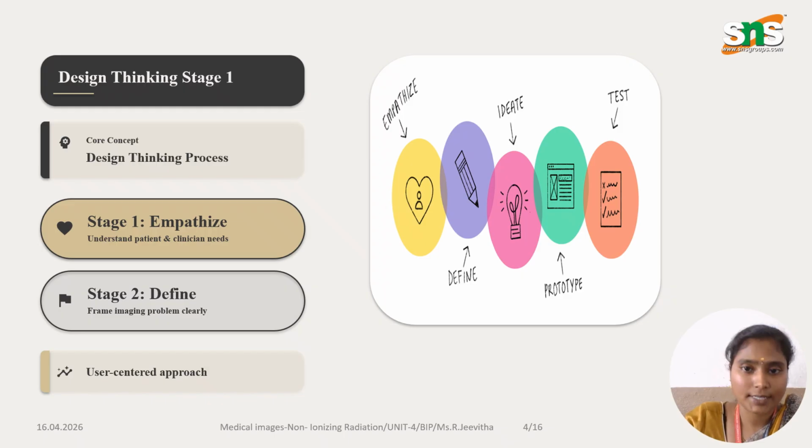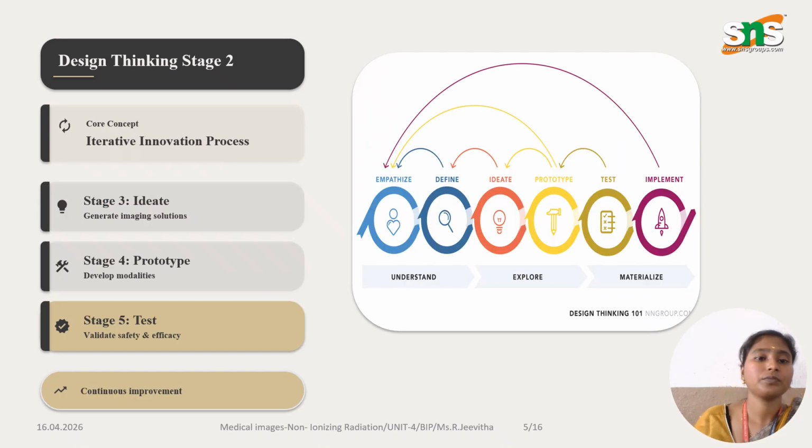Now let us understand how these technologies were developed. First one is empathize: understand the patient and doctor needs. Second one is define: clearly define the imaging problem. Example, the need to image the brain safely. So the MRI was developed. The important idea is that engineering starts with understanding the problem first.